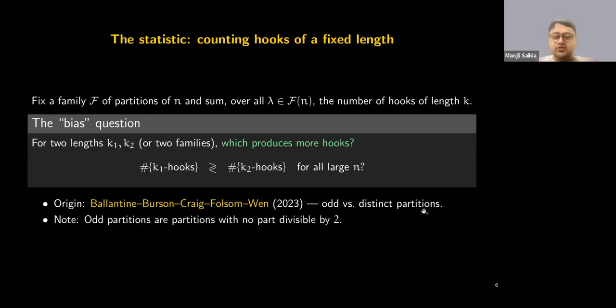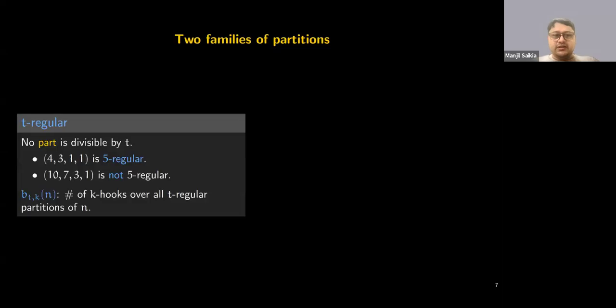We also note, because it's going to come up again in the next slide, that odd partitions can also be thought of as partitions where there are no parts which are divisible by 2. So this was the origin of this question. Now let us define the two families that we're interested in this talk.